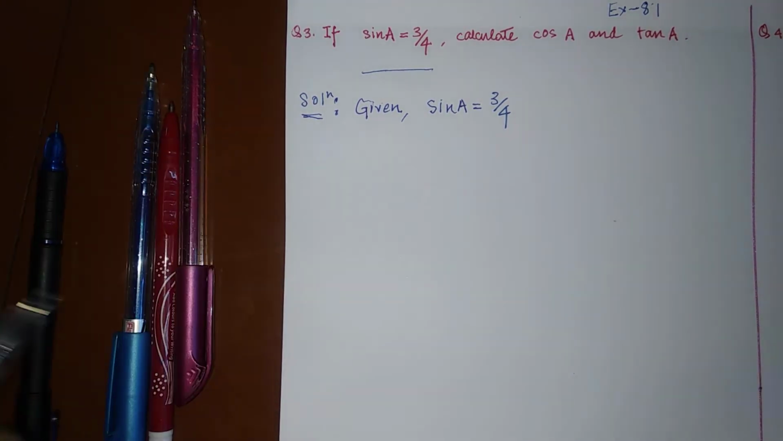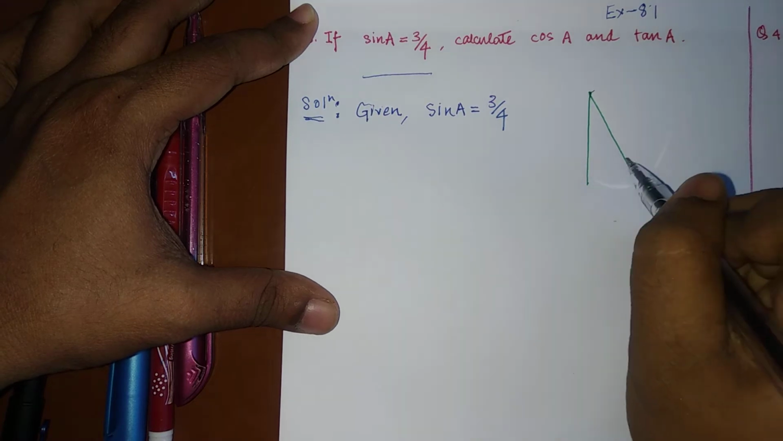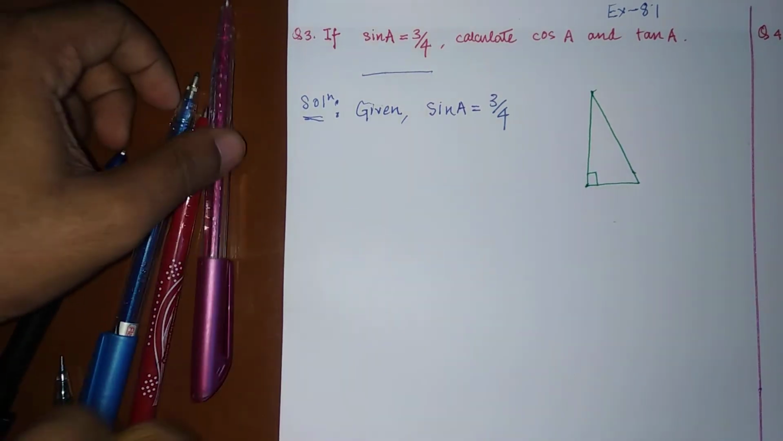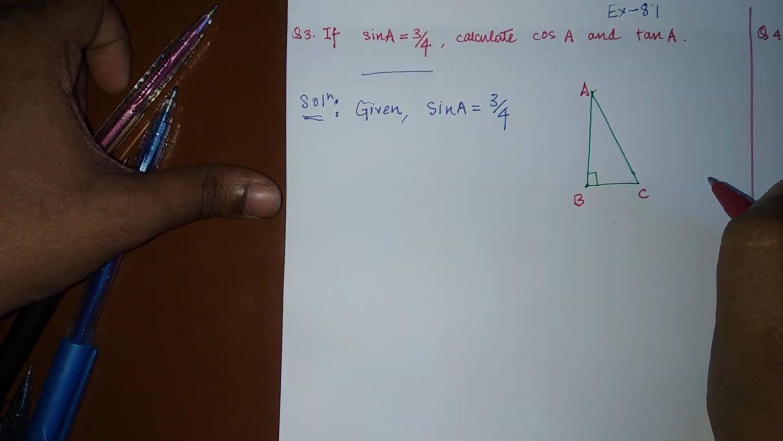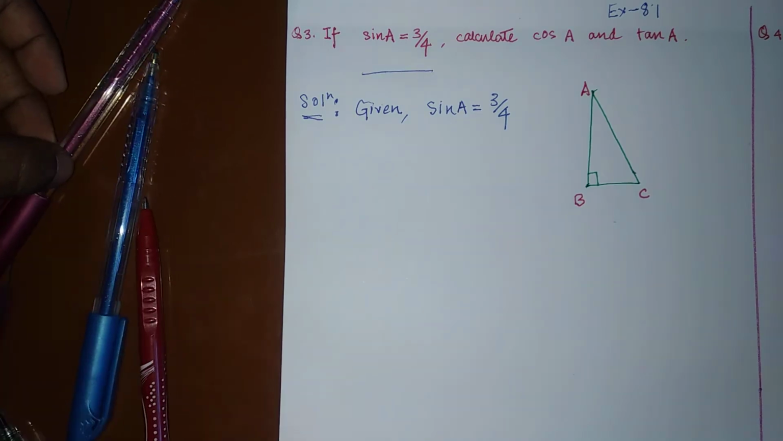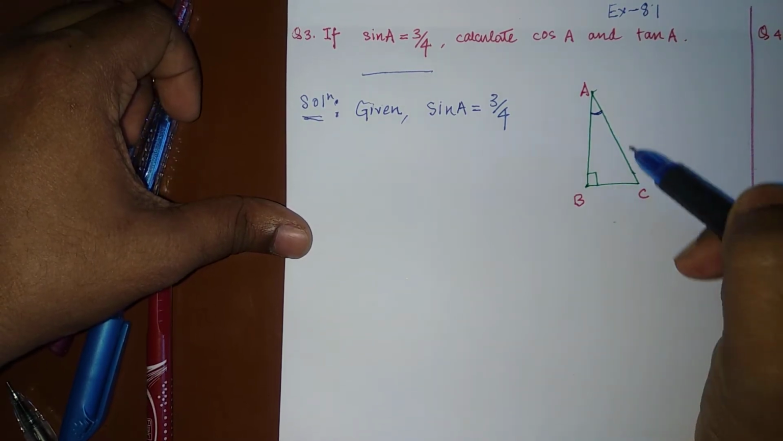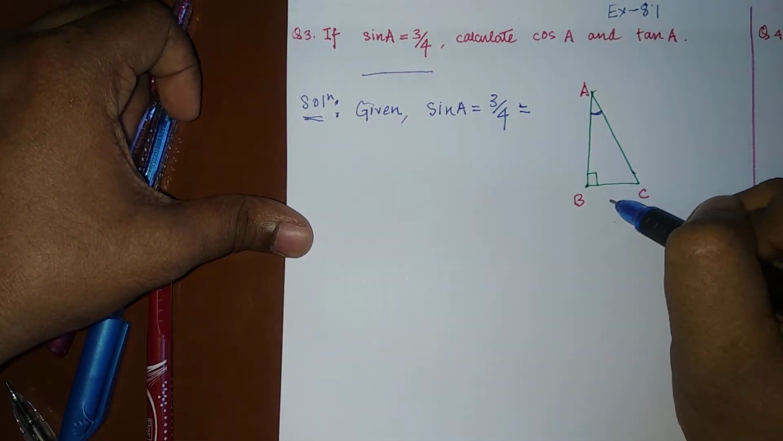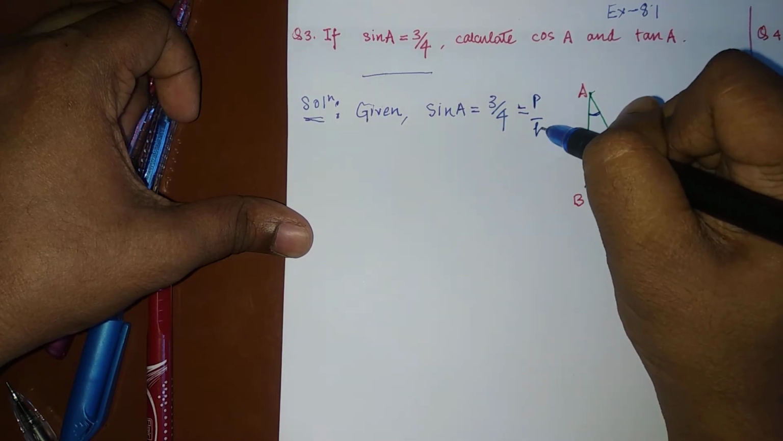Let me use the green pen for this. Let's first construct a triangle. This is a right angle triangle, right angled at B. A, B, C. So let's take the given angle at angle A. So this is the given angle, and we are given that sine of this angle is equal to 3 by 4, which means sine of an angle equals the perpendicular by hypotenuse, P by H. P by H equals 3 by 4.